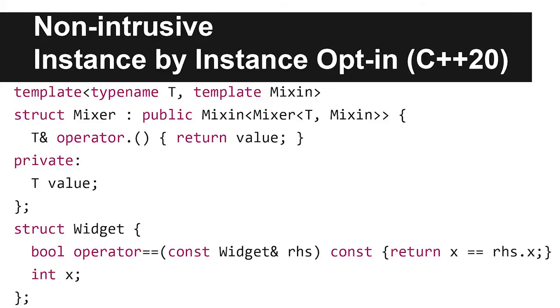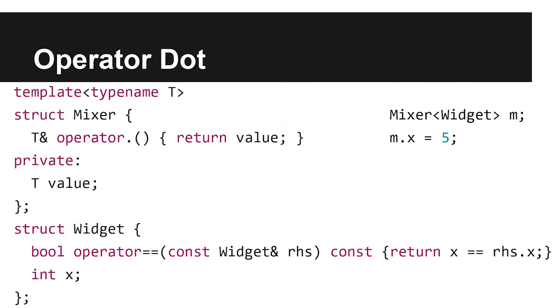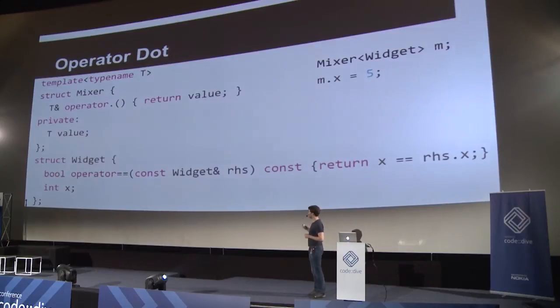I'm going to hide some of the template magic for just a second and talk about operator dot and what it does. So if my only requirement right now is I want mixer to behave exactly like a widget, I have that code on the right, mixer of widget m, and I can just use x, the data member inside of widget, and that just works. And operator dot is what allows that. So I have operator dot. What it does is it takes the data member I've stored inside, my widget that I've stored inside, and says return that by reference.